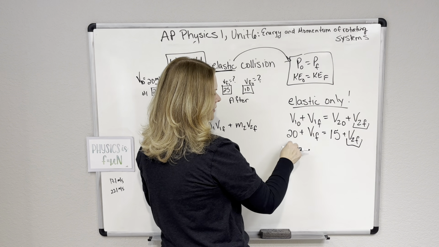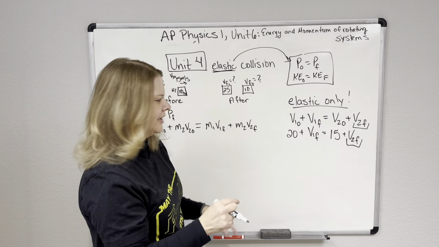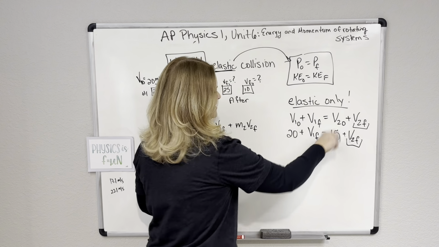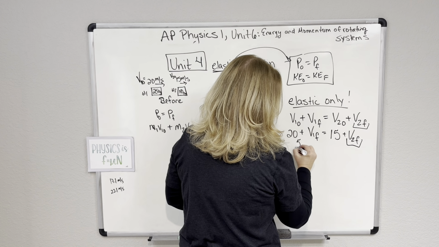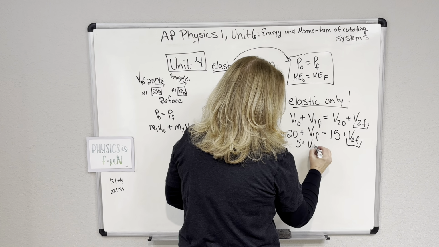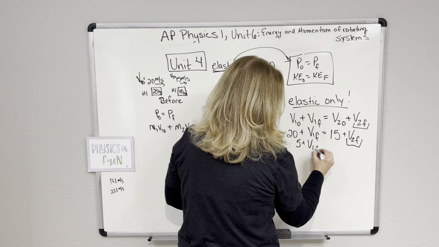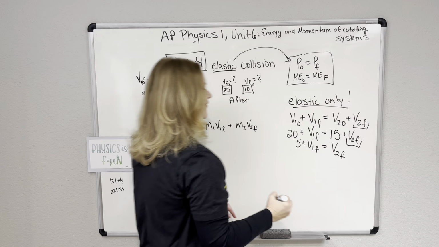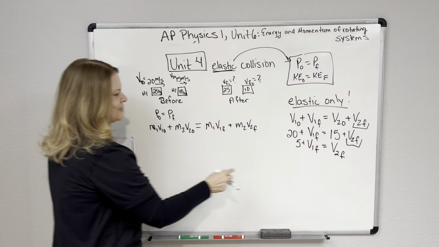Final velocity. Words are so hard today. I'm going to solve for the final velocity of cart 2. So I'm going to subtract 15, so I get 5 plus the initial, cart 1 final velocity, equals cart 2 final velocity. I don't know why I'm having so much trouble with that.